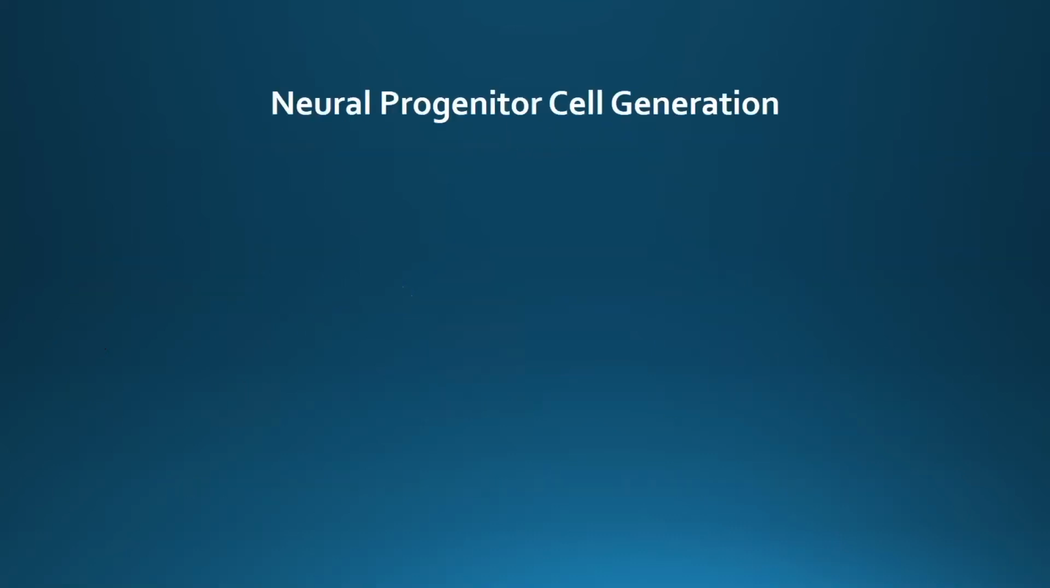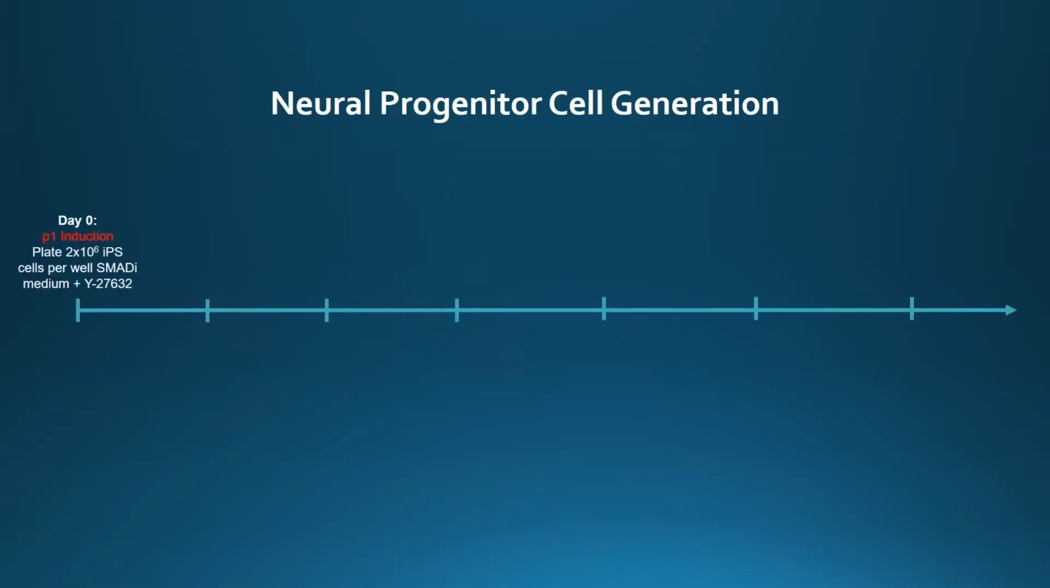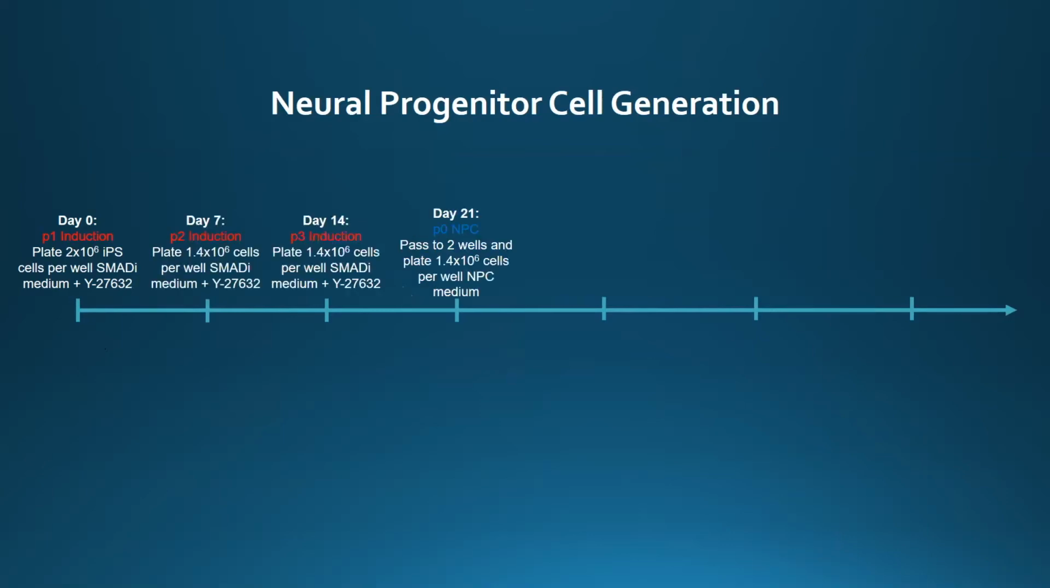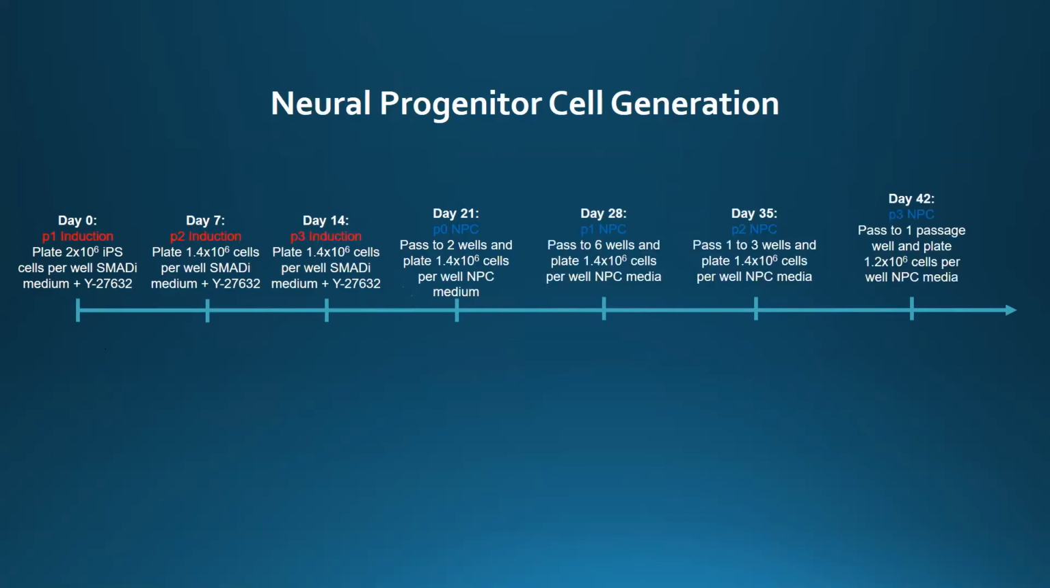And our second new offering is neural progenitor cell generation. Here we take iPS cells, and they're plated and then put into a defined medium containing SMAD inhibition. The cells are then passed for up to 21 days. Then they're considered P0 NPCs. The medium is then changed to an NPC medium. The cells are then grown for 3 more passages. At day 42, they would be handed back as live cells and are ready for further differentiation into the neuron subtype of your choice.